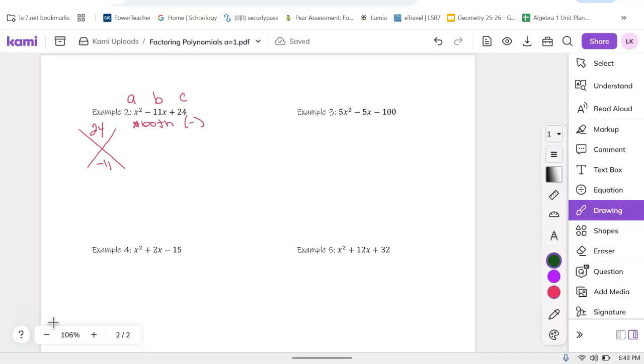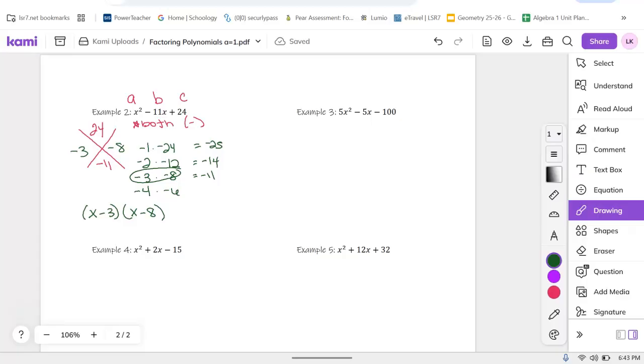So my factors of 24: negative 1 times negative 24, negative 2 times negative 12, negative 3 times negative 8, and negative 4 times negative 6. When you add these together, you get negative 25, negative 14, negative 11. And that's what we need. So negative 3, negative 8. So my answer would be x minus 3, x minus 8.